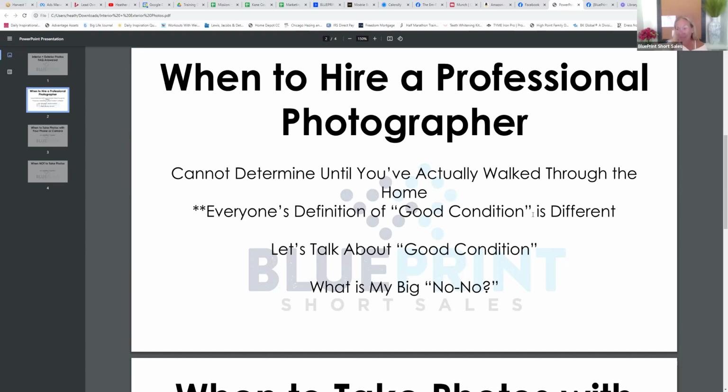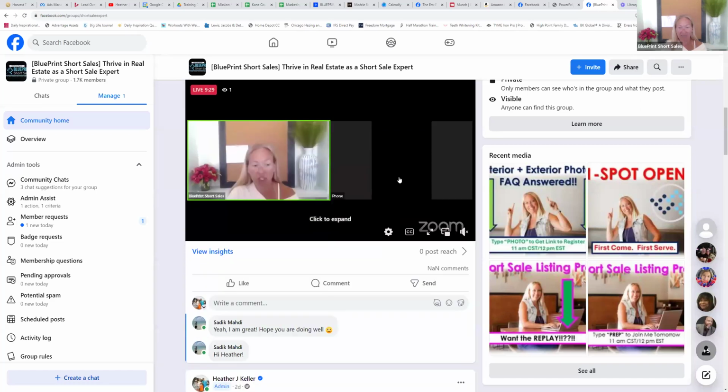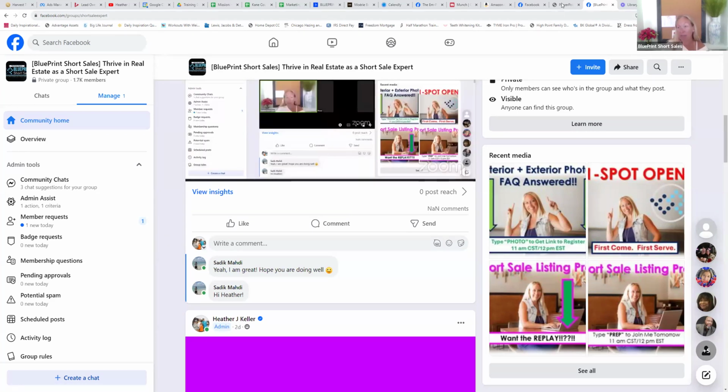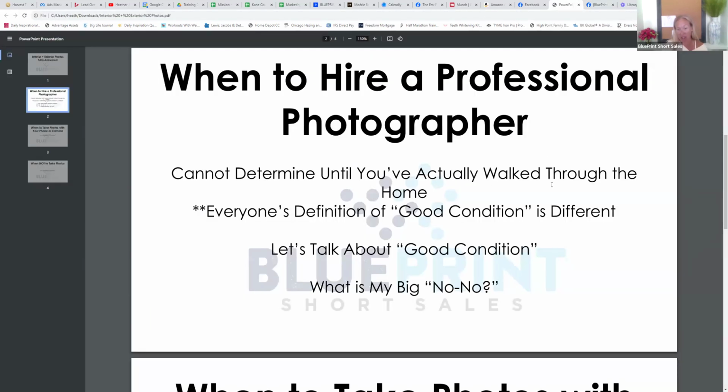So everyone's definition, anyone have a situation like this before where maybe they were like, yeah, it's in good condition, and you walk there and it's like, oh my gosh, it is not. Anyone have that situation before? I'm sure you have. If you haven't and you're taking on this niche, you absolutely will go through that eventually. So, like I said, everyone's definition of a good condition is different.